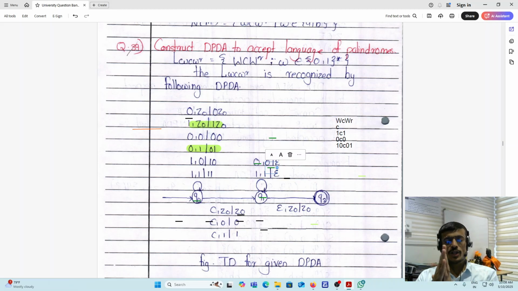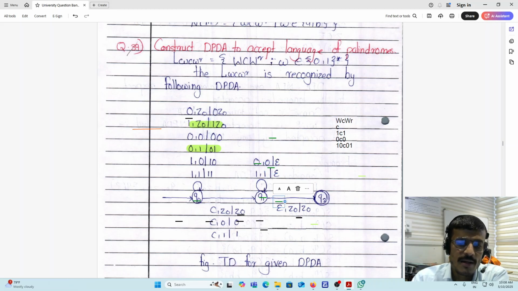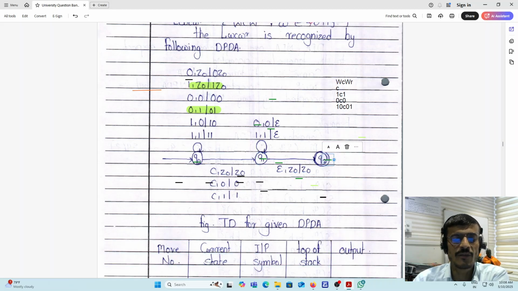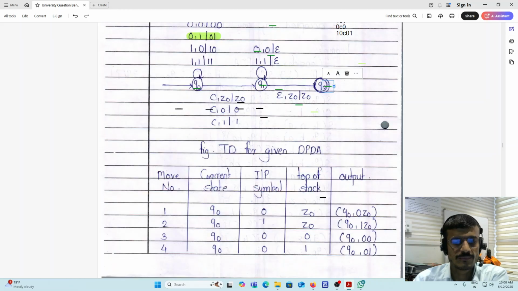Now what will be the position? All the symbols get read, so null will be present on the given input string, Z0 will be the top of the stack. So whenever such a situation occurs, just go from Q1 to Q2, and hence it will be accepted.